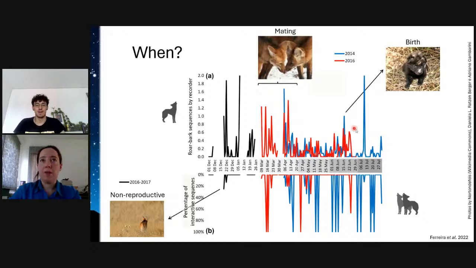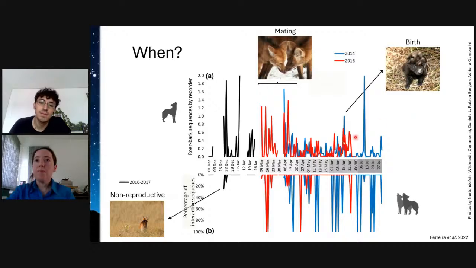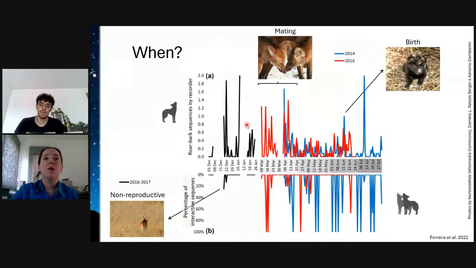So this indicates that raw barks are being used for reproductive reasons, to attract mates, and also to coordinate parental care. But they also do raw bark sequences in the non-reproductive season, which means it probably also functions as a territorial announcement and territorial defense.